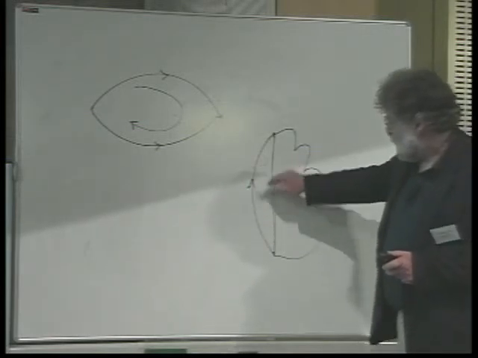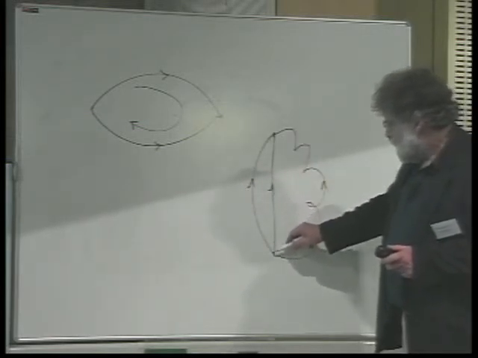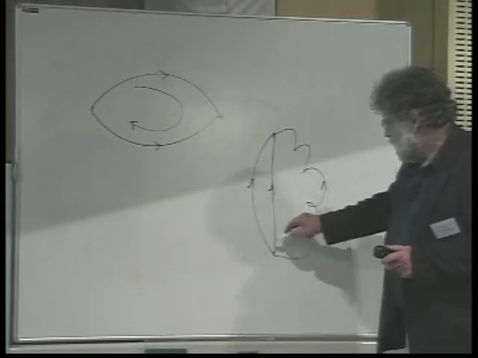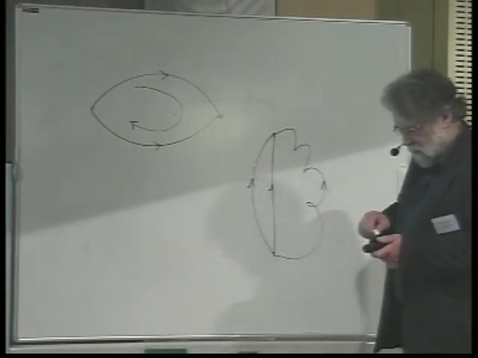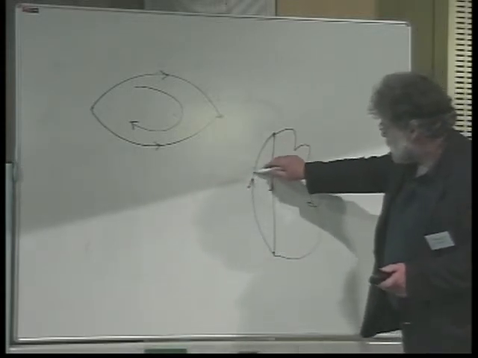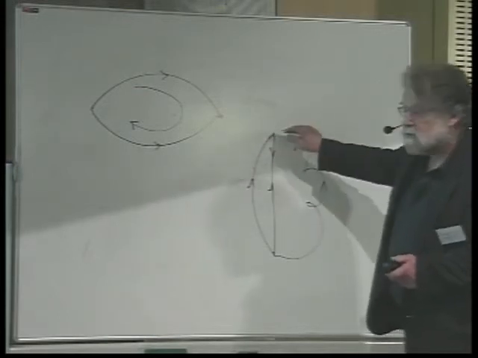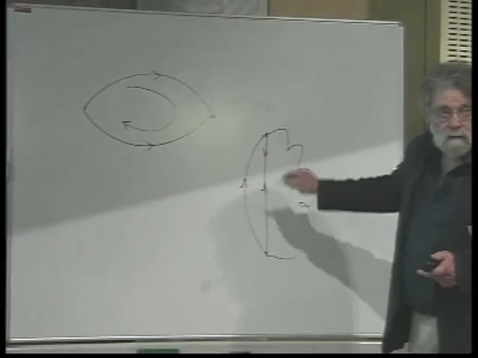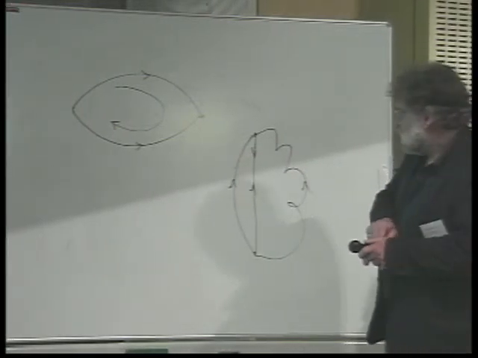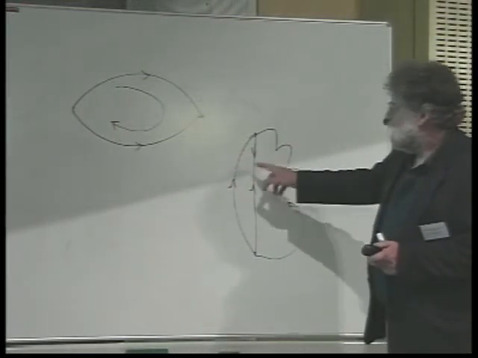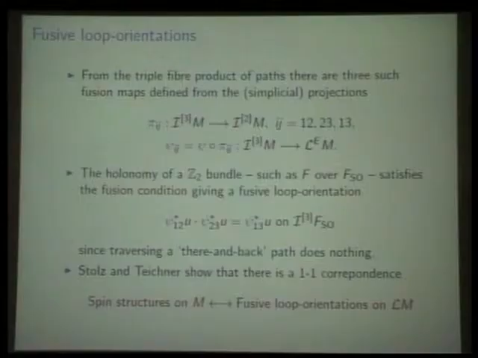You can go up here, back there. You can go up here, back there, or you can go up here and back there. And so the third loop is obtained from the second by fusing, as it were, in and out this there and back loop. So there's a relation between triples of loops given by triples of paths. So the three loops are made from three paths.